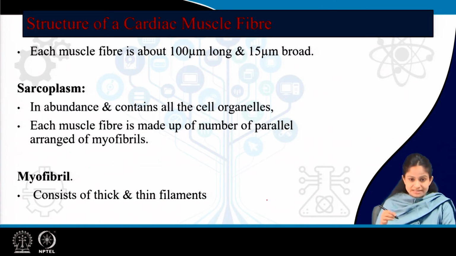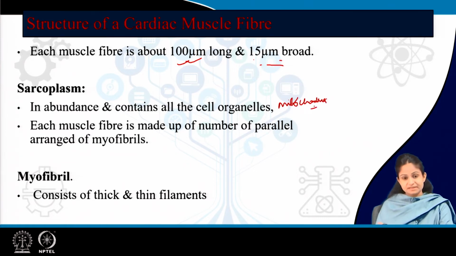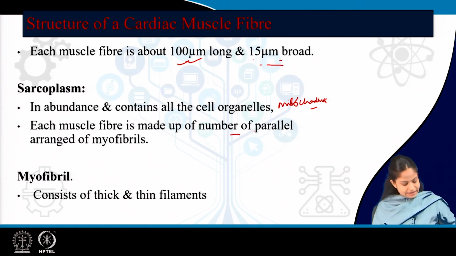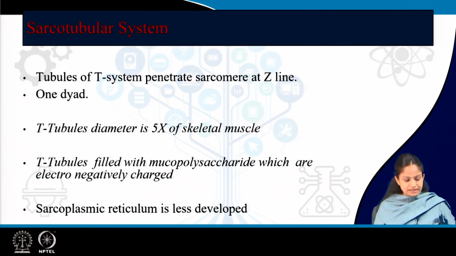Now, each muscle fiber is about 100 micrometer long and 15 micrometer broad. The cytoplasm present in the muscle fiber is sarcoplasm, the same as that of the skeletal muscle fiber, which contains abundant cell organelles, especially mitochondria, because the contraction needs lots of ATP. Each muscle fiber is made up of a number of parallelly arranged myofibrils, and myofibrils consist of both thin filaments and thick filaments acting as myosin filaments.